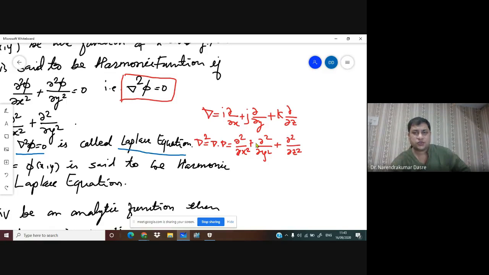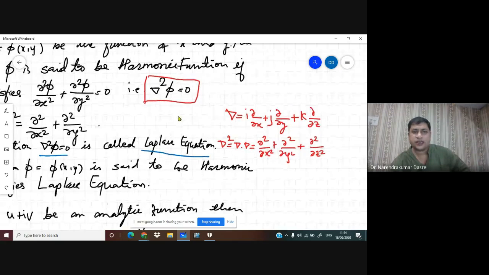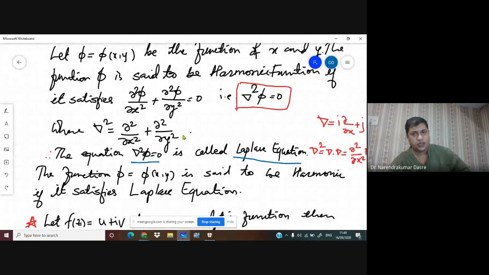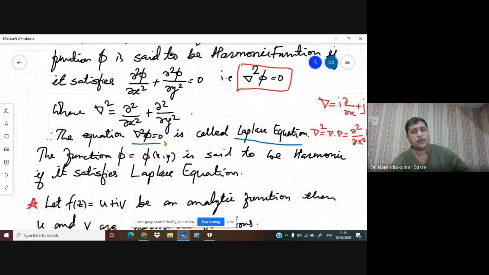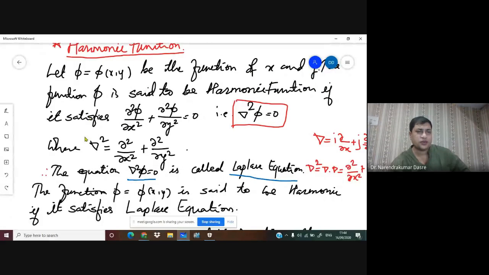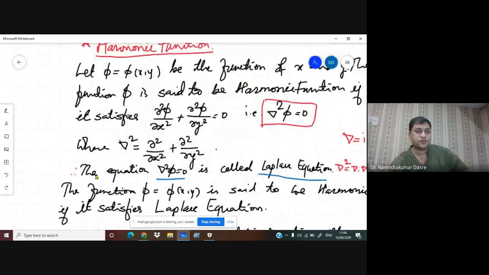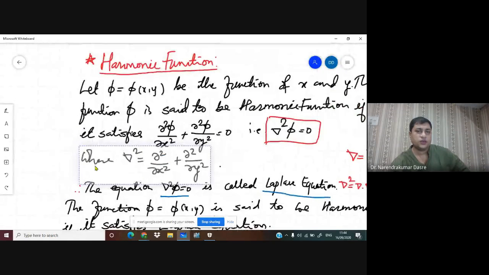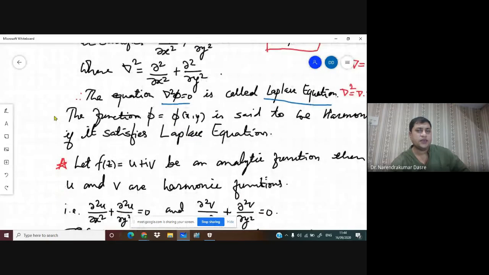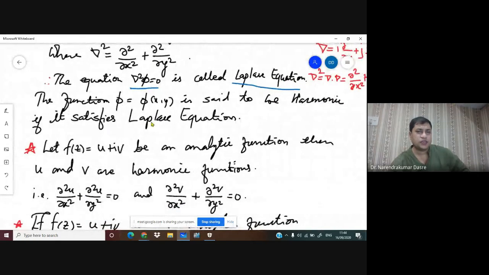Now, the complex plane is two-dimensional, so that's why we consider only the first two coordinates. We consider x and y, and that's why this del square is del square by del x square plus del square by del y square. And we call this equation the Laplace equation. So we can redefine this concept as: if the function phi satisfies the Laplace equation, then it is a harmonic function.